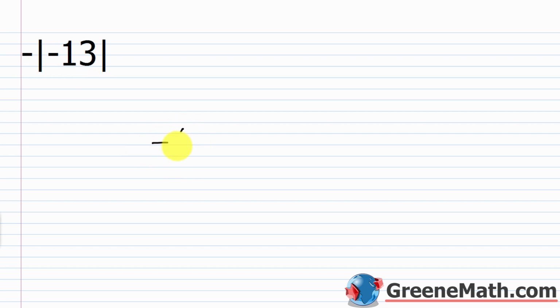Let's say we had the opposite of the opposite of negative 13. We would count the number of those symbols we have. If it's even, divisible by 2, the result is positive. If it's odd, not divisible by 2, it's negative. So here we have 1, 2 of those symbols. That's an even number, so the answer is positive, right? Because you have the opposite of the opposite of negative 13, that's just negative 13.